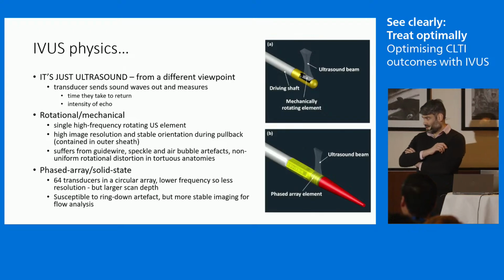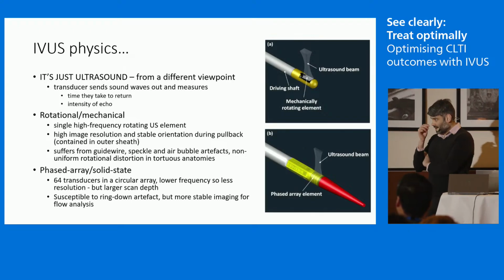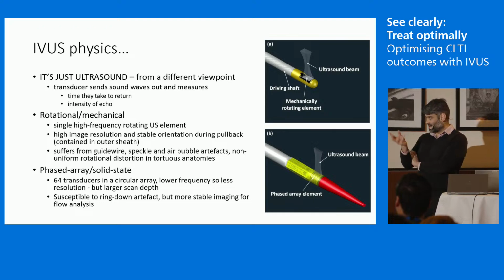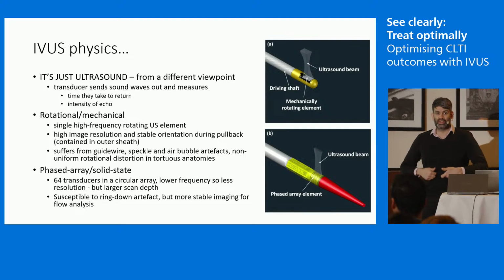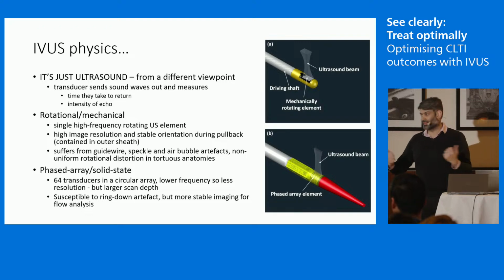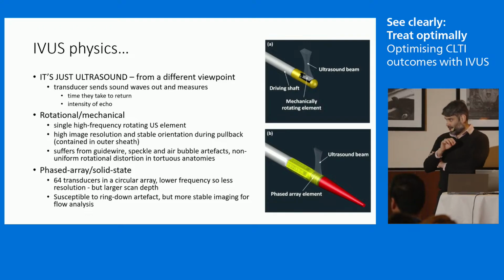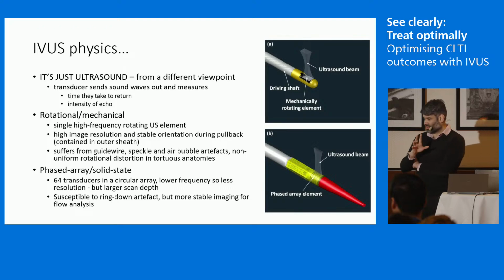The Philips kit uses phased array or solid state IVUS, which is 64 transducers in a circular array. It's lower frequency, so the resolution is a bit less, but the trade-off is you can get much larger scan depth, which is super important for venous and actually important as we're slowly starting to use IVUS in the iliac arteries more, to be able to see all the way out to the edge and just beyond the artery. It can be susceptible to ring down artifact, but it's much more stable imaging for getting flow analysis with the ChromaFlow feature that we'll talk about later on.